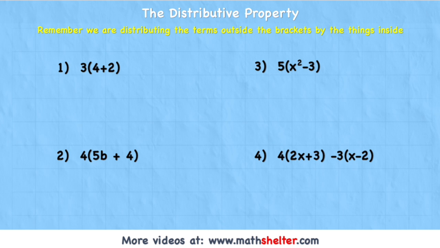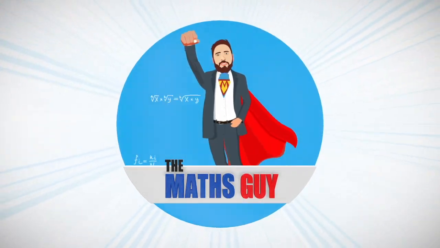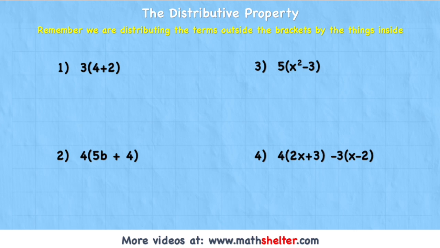Today we are looking at the distributive property and what that means. So let's go. Okay, what do we need to remember today? We need to remember that we are distributing the terms outside the brackets by the things inside.